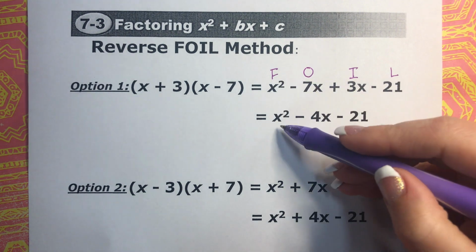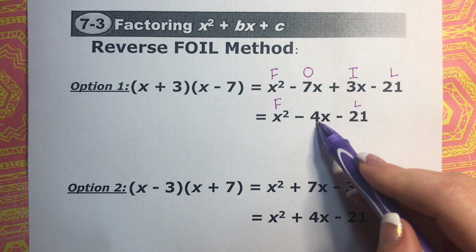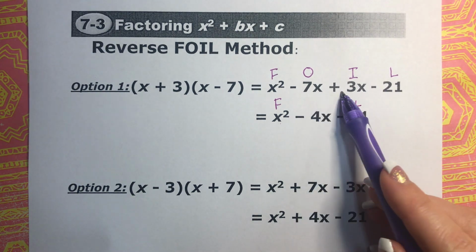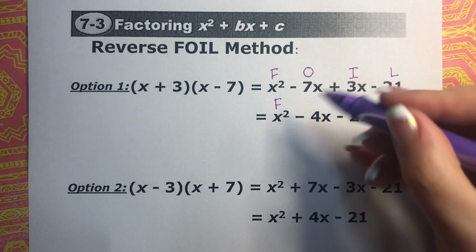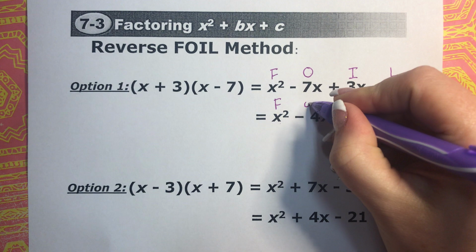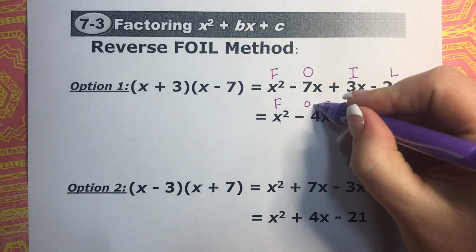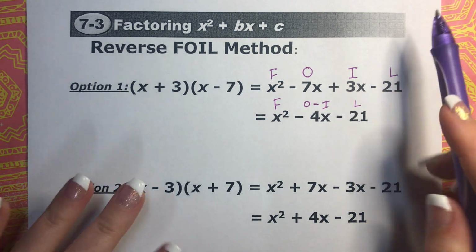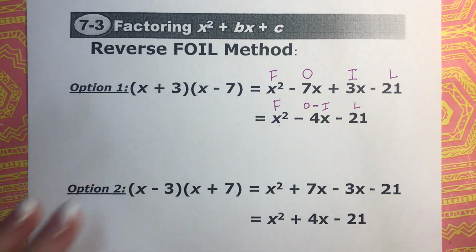And then see, right here, the answer, this is my first, this is my last, and then this is the combination, -4x, of the outside and the inside. And what's happening? We have -7x plus 3x, and that equals -4x. So with the outside and the inside, we're actually finding the difference of those two, and that's how you get this middle term. So that is FOIL, right? Going this way, but what we're going to do is the reverse FOIL.